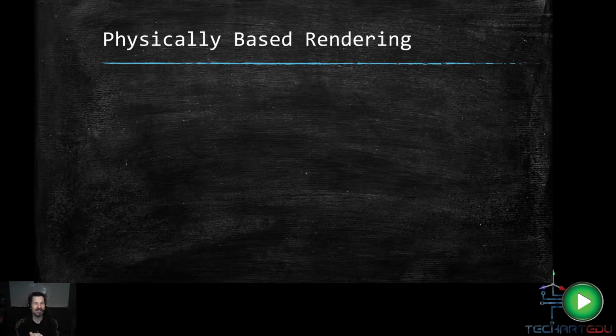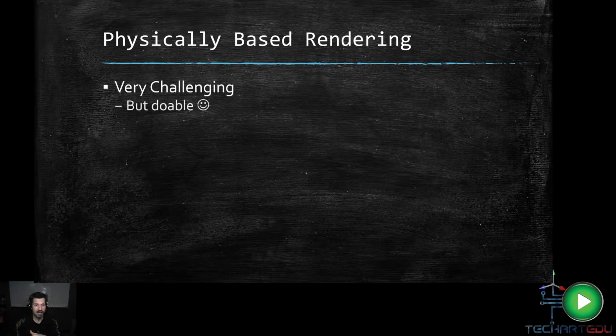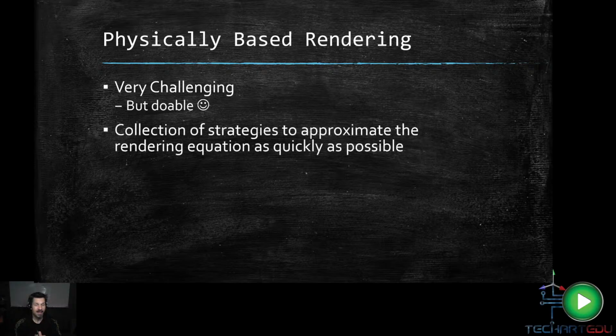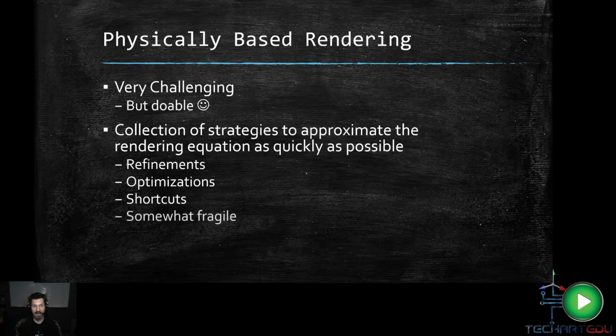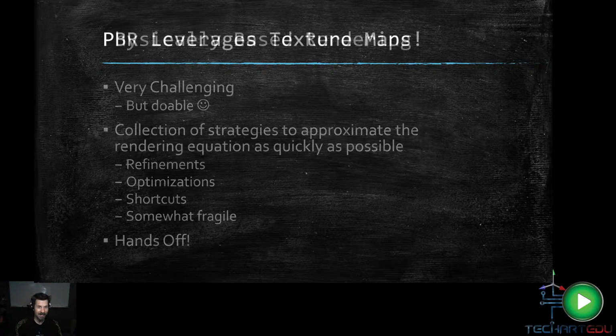But one thing you do need to know about physically based rendering is that it's very challenging to actually implement. And it's very fragile, but it is very doable. In fact, what is physically based rendering? It's really just a collection of strategies to approximate the best rendering equations and get them done as quickly as possible. So it's been done. There's a lot of refinements, there's a lot of optimizations, and there's a lot of shortcuts going on here. And so the overall shaders are very fragile, and that's why they encapsulate them into one node, because they want you to keep your hands off. They don't want you monkeying around in there. You got it? Yeah, keep your mitts off.